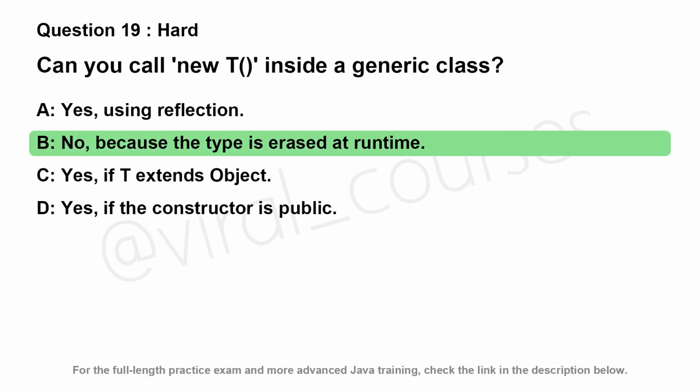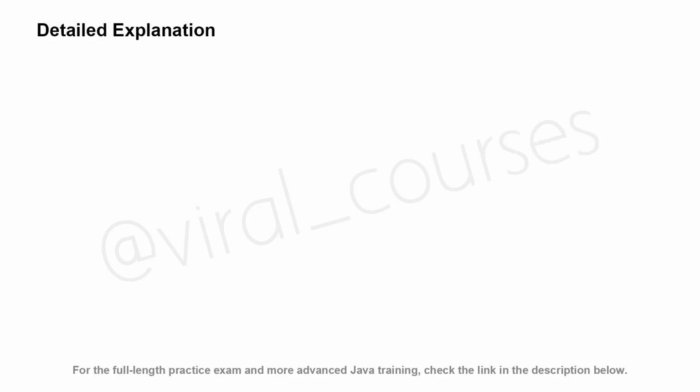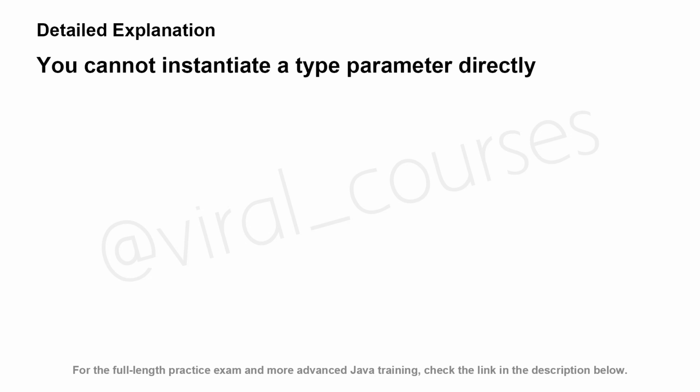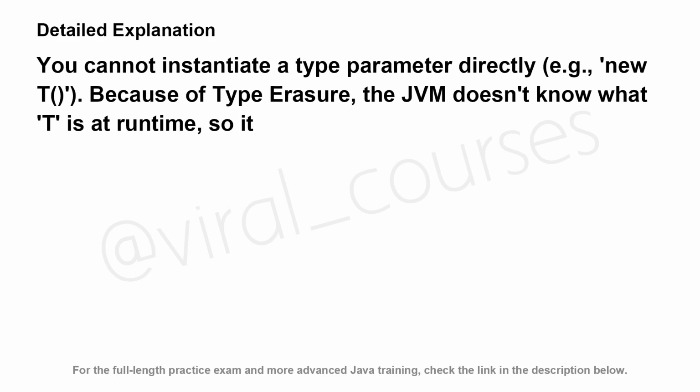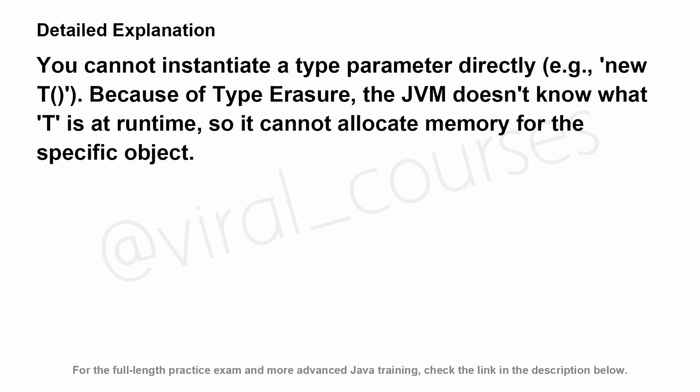The correct answer is B. You cannot instantiate a type parameter directly, e.g., new T(), because of type erasure. The JVM doesn't know what T is at runtime, so it cannot allocate memory for the specific object.